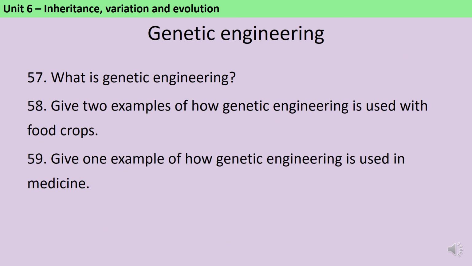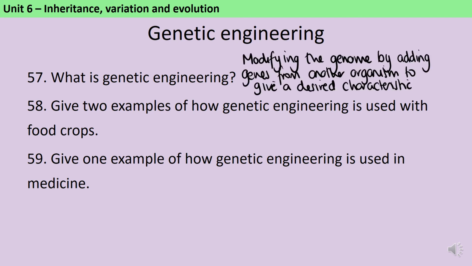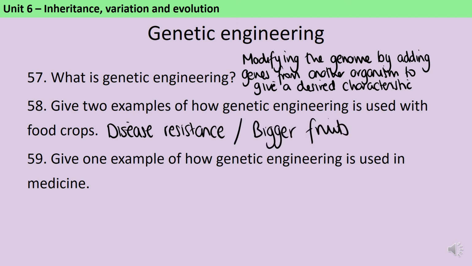In transgenic genetic engineering, we identify a desirable trait in one organism and isolate the gene that's responsible for that trait, and we then transfer it to a second organism, effectively editing its genome to mean that that second organism can also express the desired trait. There are loads of different examples of genetic engineering, but the 2 named in this part of the specification are introducing disease resistance to crops and also increasing the yield by increasing the size of fruits.